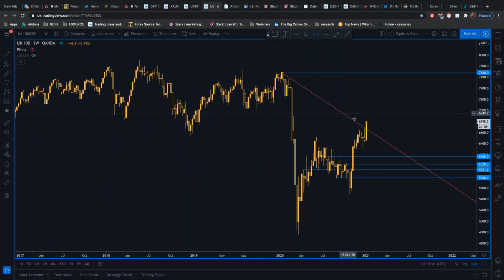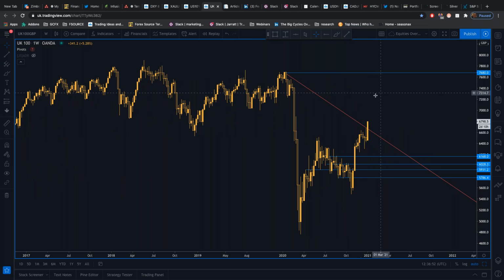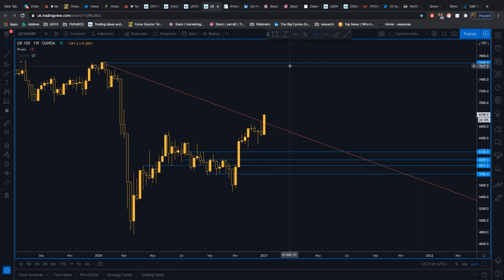We've got a break of this trend line. Stay above the trend line, bulls are in control, looking to target that 7,600 level. So I'd anticipate that over the course of the next 3 to 6 months, I'd anticipate the FTSE 100 moving up to that 7,600 level. So that's what I'm looking for. That's why I entered long in the FTSE 100. Stay above, bulls in charge.